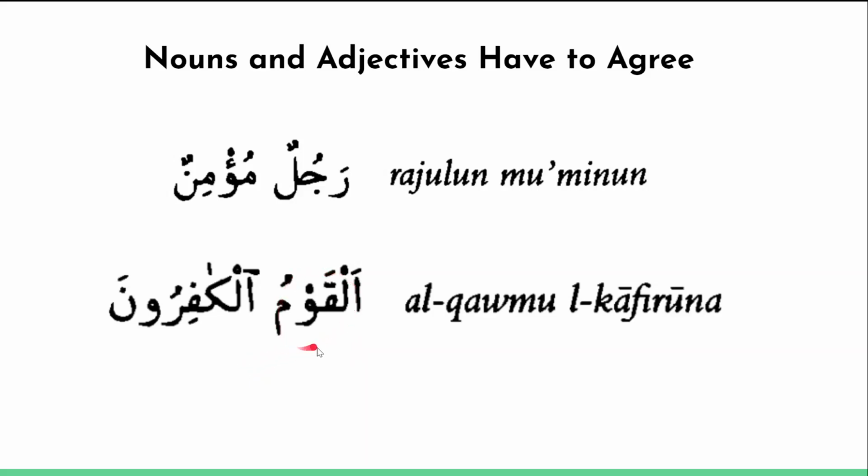And you'll notice al-qawm, as we said, is definite. So this is the disbelieving people, or the disbelieving nation. And you'll notice, like we said, qawm is plural, and so similarly, the adjective associated with it, al-kafiruna, disbelieving, you have to make it plural as well. And we do that because of the sound masculine plural here.